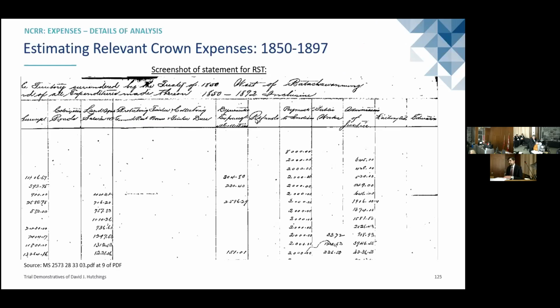We know it's the screenshot, and we know it's the statement for the Robinson Superior because you can see on the top there it says west of Batchewana, which means we're dealing with Robinson Superior. This is an example of what we're dealing with.